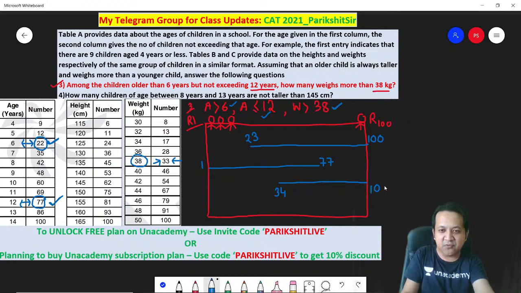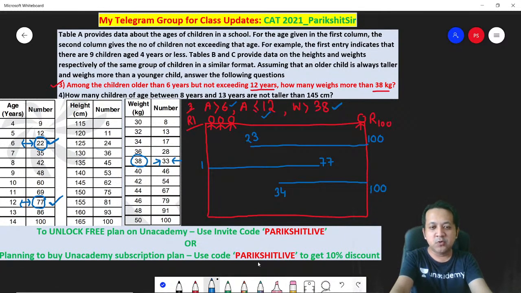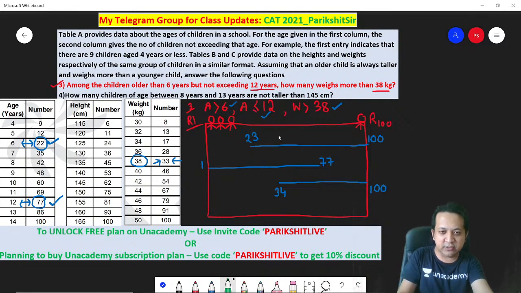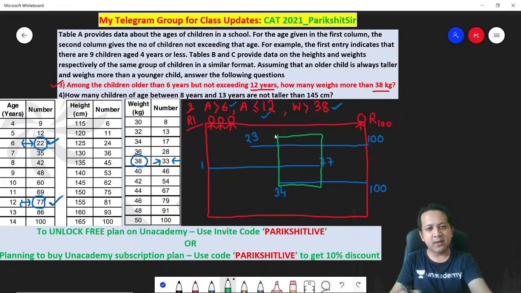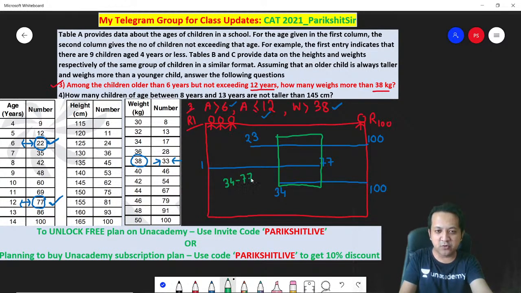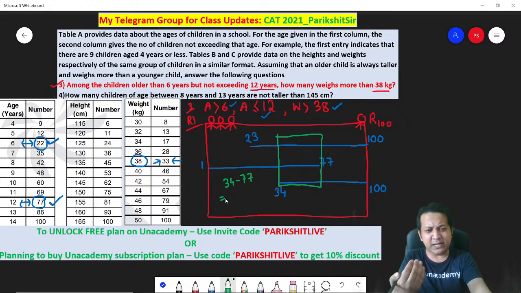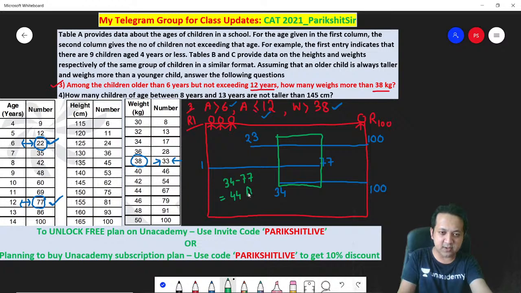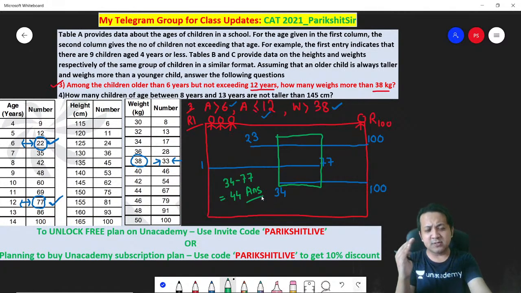So the final question is, give me the count of children who satisfy all the three conditions. So can I say this is the count of children who satisfy all the conditions? The green color, right? So what is that number? It starts from 34 and goes till 77. 34 to 77. How many of them? 34 to 40 is 7, and 41 to 77 is 37. So 37 plus 7 is 44. 44, that's the answer. It's not 43, mind you, it's 44. How do you check? 34 to 40 is 7, 41 to 77 is 37. So 37 plus 7 is 44.